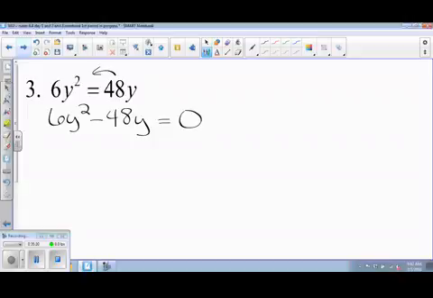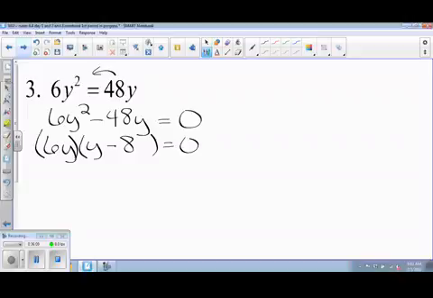Okay? And so, when I look at this, it's a binomial. Do I have a greatest common factor? Yeah. What is it? 6y. So we have 6y, and what's left? Y minus 8. That's factored, right? Can it be factored any further? No. What's left in parentheses is factored as far as I can get it. Now, in a sense, 6 is one factor, times y is another factor, times y minus 8 is the third factor. Okay? You set each factor equal to 0 and solve.